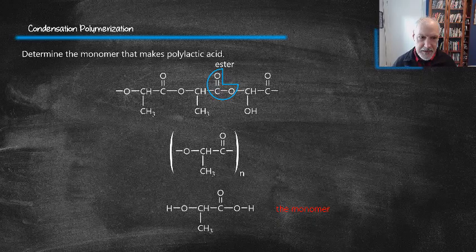To recap, addition polymers rely on unsaturated carbon-carbon bonds to propagate or grow, whereas in condensation polymers, the monomers have two functional groups.